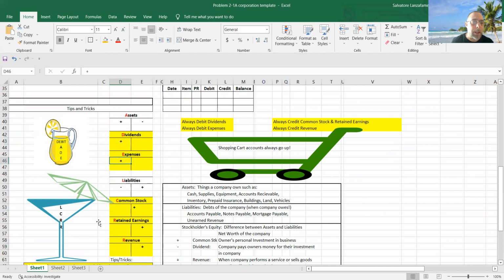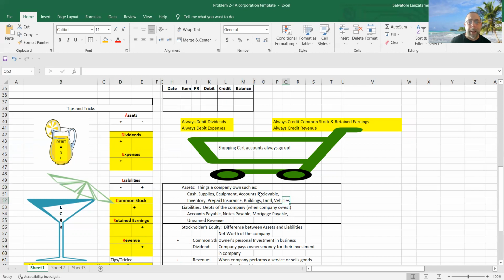So you've got to know, what's an example of a liability? Accounts payable, notes payable, wages payable. Unearned revenue is also a liability. So you've got to know what the accounts are and what category they fall under, or else debit and credit will not work for you. And down here, I have some examples. So assets, things that you own, like cash, supplies, equipment, accounts receivable, inventory, prepaid insurance, buildings, land, vehicles.